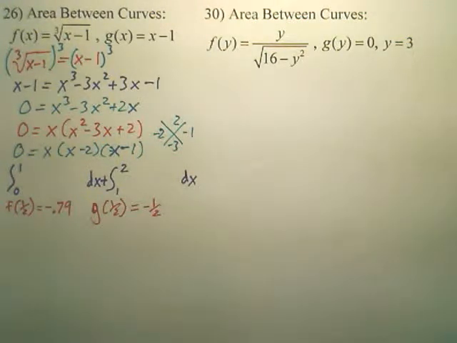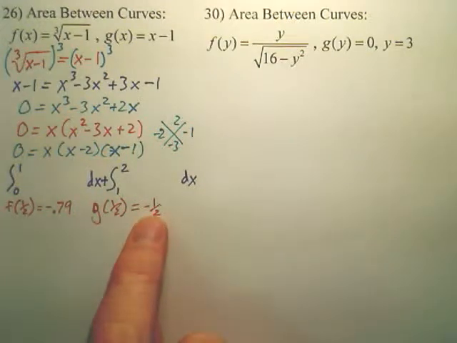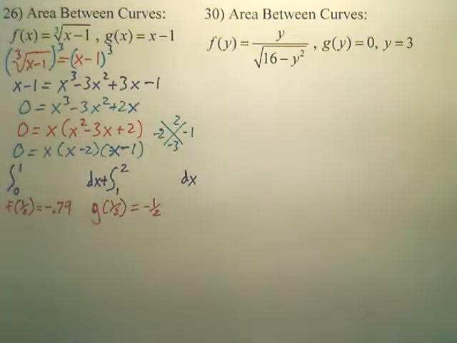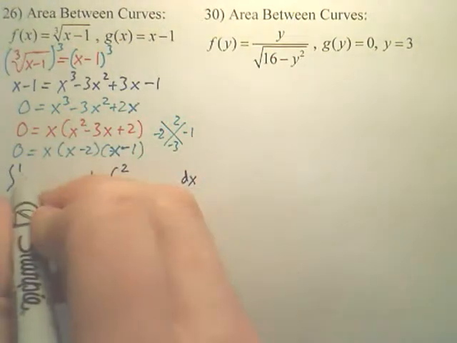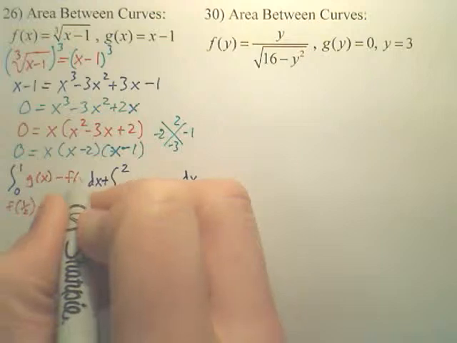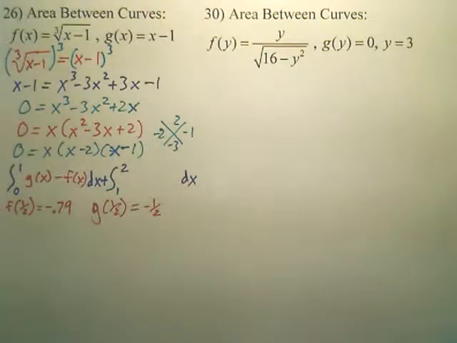Now, which one's bigger? I shouldn't say bigger, which one's higher? Isn't this one actually higher? Negatives kind of mess you up because it's backwards. So technically, g of x is higher, so we're going to take g of x minus f of x.